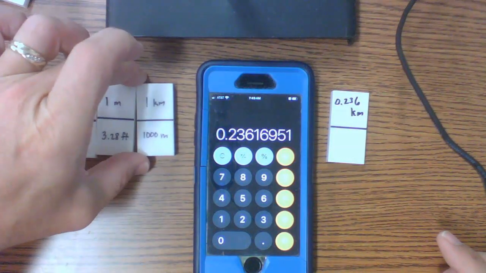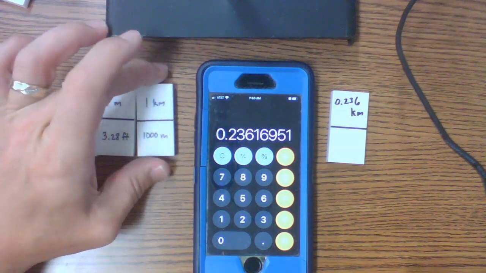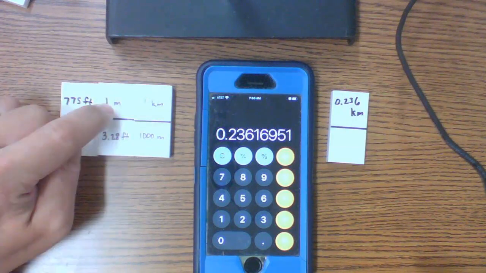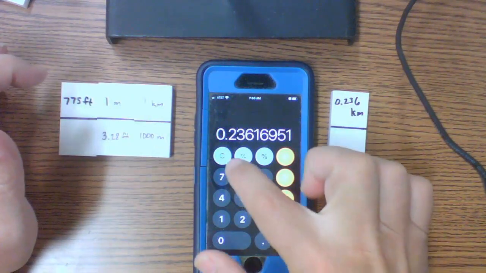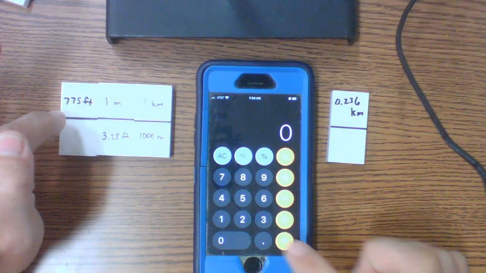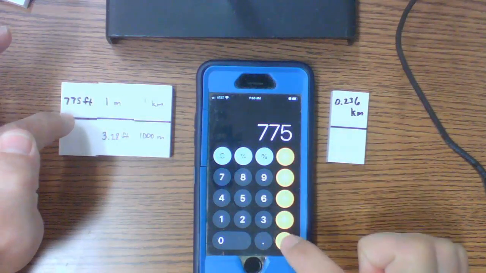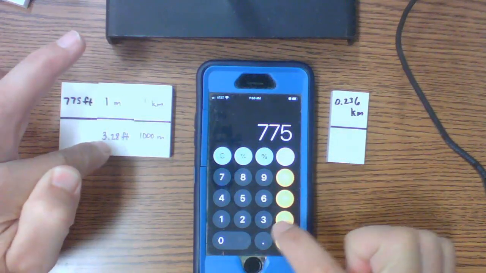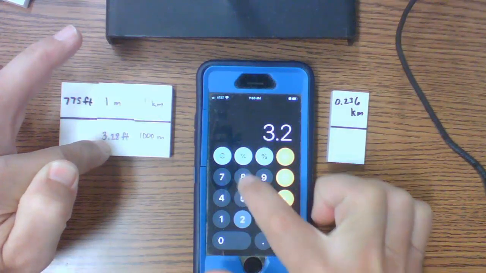So we'll go this route again. This is setting it up so that we have our feet canceling, our meters canceling, and then we get to kilometers. So I'm going to clear. I'm going to go 775. I'm going to divide that again by my 3.28.